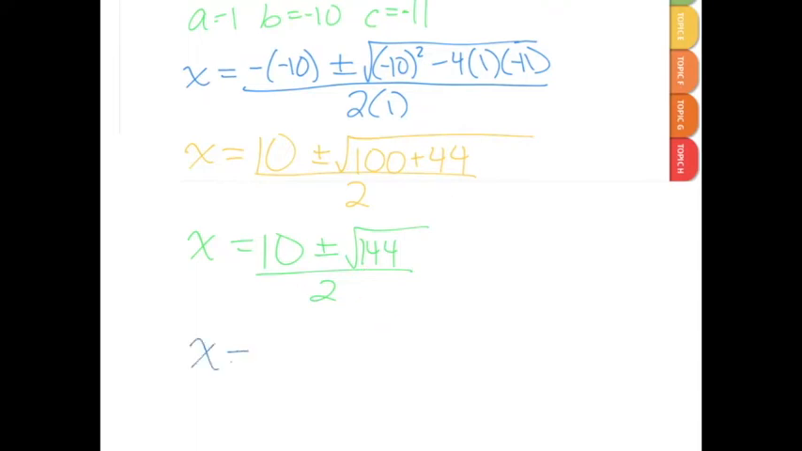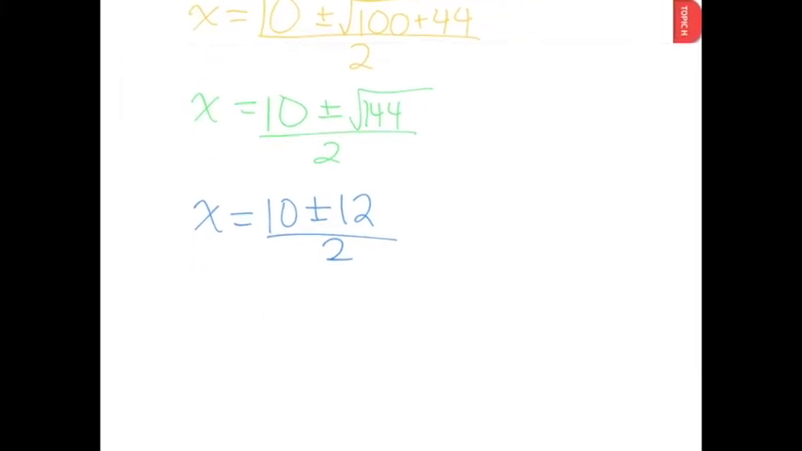Let's keep going. So I can do the square root of 144. That's a nice, lovely square root, or perfect square, so we're going to get a 12. And then we now have this weird looking thing. So we've got 10 plus or minus 12 over 2.